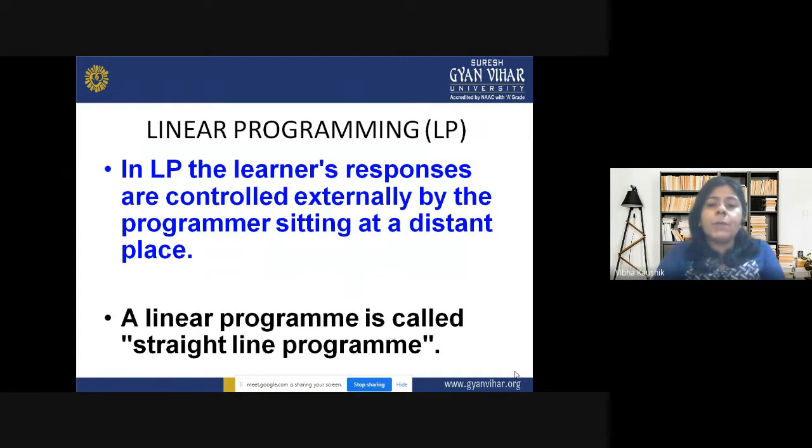Now, what do you mean by linear programming? In linear programming, the learner responses are controlled externally by the programmer sitting at a distance space. Means when we are talking about linear programming, we are saying that how the learner is responding to a particular question or a statement is controlled externally by the programmer sitting at a distance space. Another name given to linear programming is a straight line program.